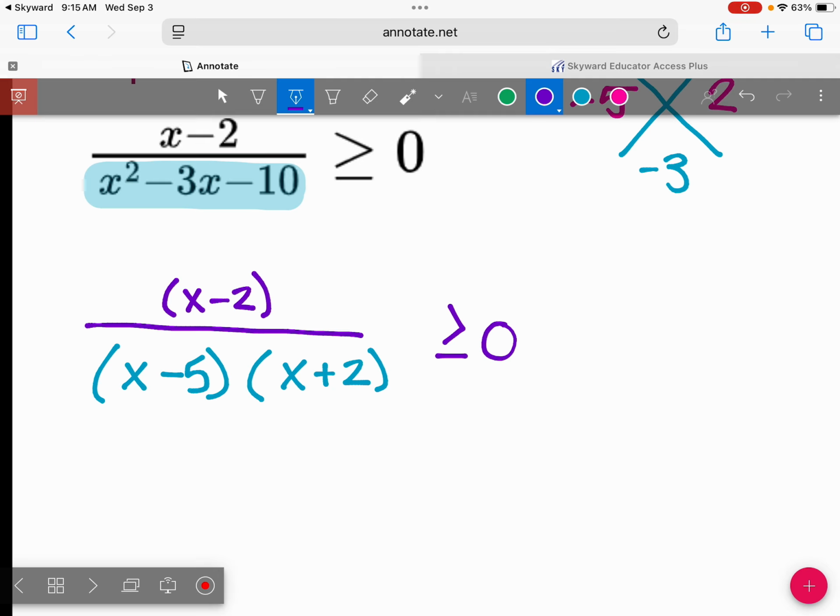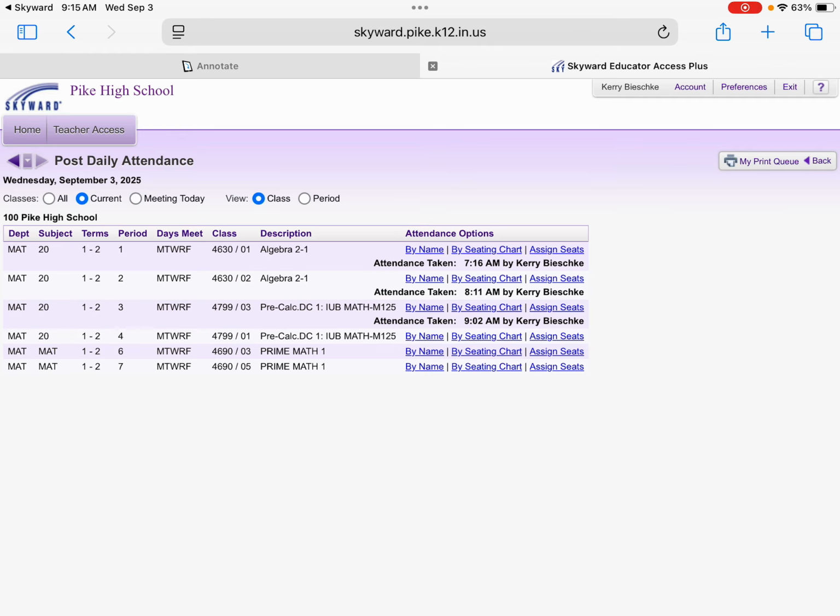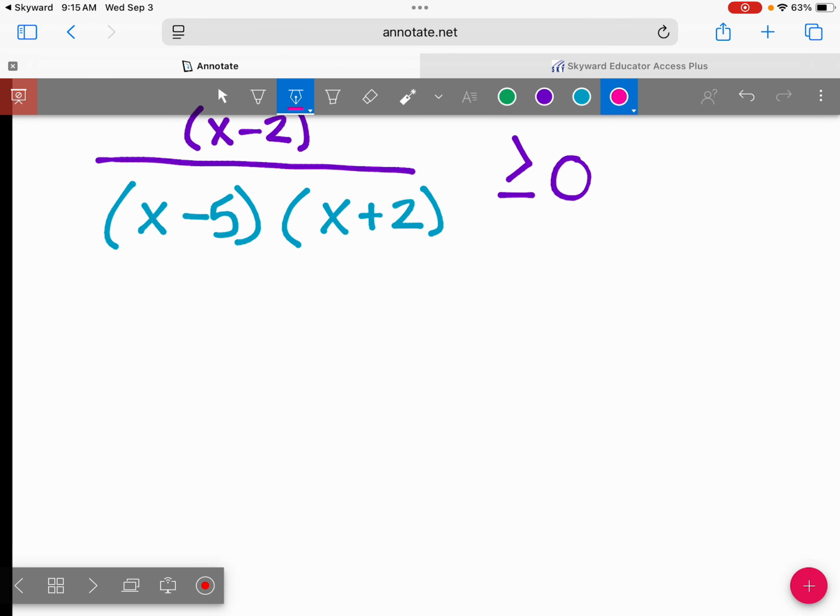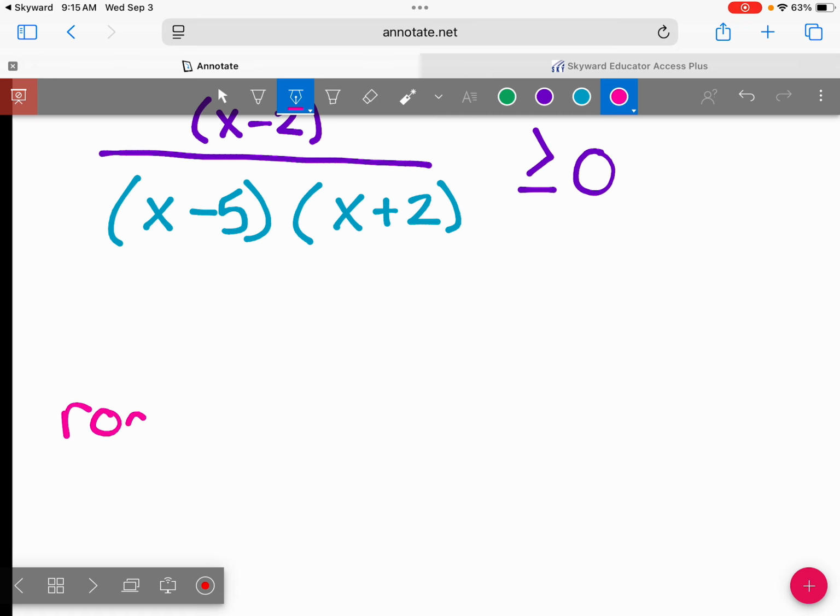We're going to look at each of these factors, and we're going to figure out their root. So what are our roots for each of these factors? For our x minus 2, it'll be positive 2, right? If x minus 2 equals 0, add 2 to both sides, we get positive 2. What if I did the same thing for x minus 5? x minus 5 equals 0, x is 5. x plus 2 equals 0? Negative 2. So we're going to have our positive 2, a 5, and a negative 2.